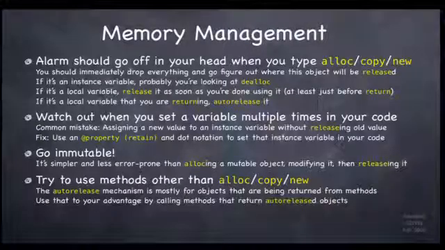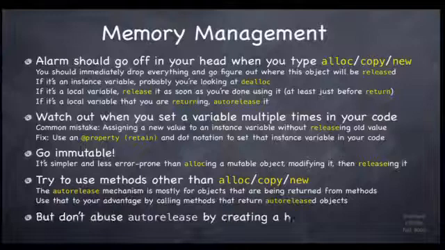And then the last one is try to use other methods other than alloc and copy. Go use methods that return auto-released objects, because then you won't have to worry about putting release anywhere, right? So try to use those, and I'm going to show you an example of that as well.